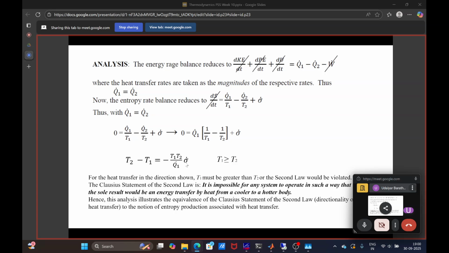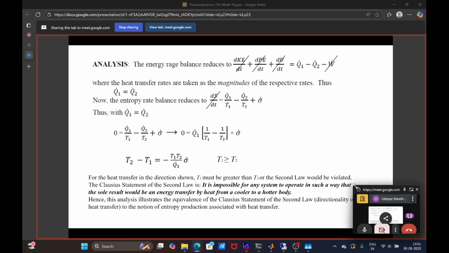multiplied by sigma. What we know is, entropy generation cannot be negative, so sigma is always positive, and since heat transfer is happening, Q is also positive. Temperature cannot be negative in absolute Kelvin, so T1 and T2 are also positive. So the right hand side of the expression, T1 T2 by Q multiplied by sigma, will always be positive. So this says that T2 minus T1 is negative. T2 minus T1 can only be negative when T1 is greater than T2. So T1 should be greater than T2 for the process to happen.